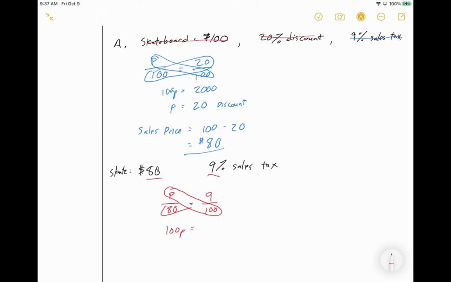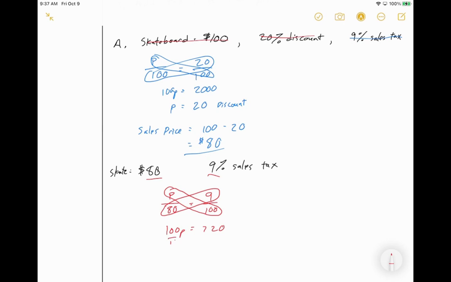100P is equal to 720. Leon, you only find the sales tax, right? Not the total? No, you're going to find the total. So you're going to find both. Yeah. Neon, you like to go straight to the final answer, you can do that. You go straight to the final answer, it's fine.